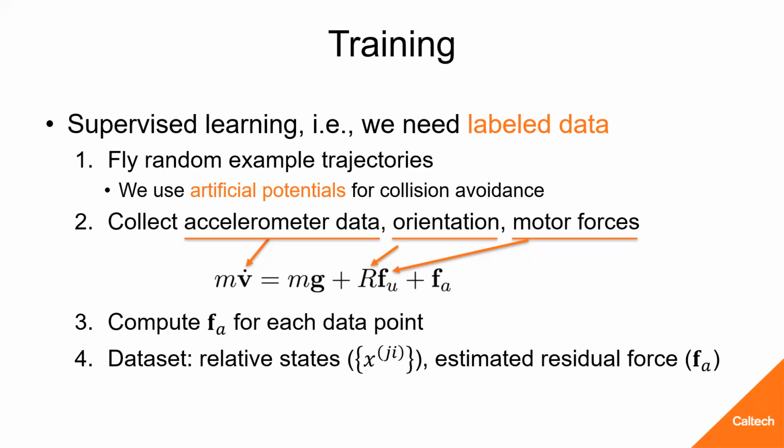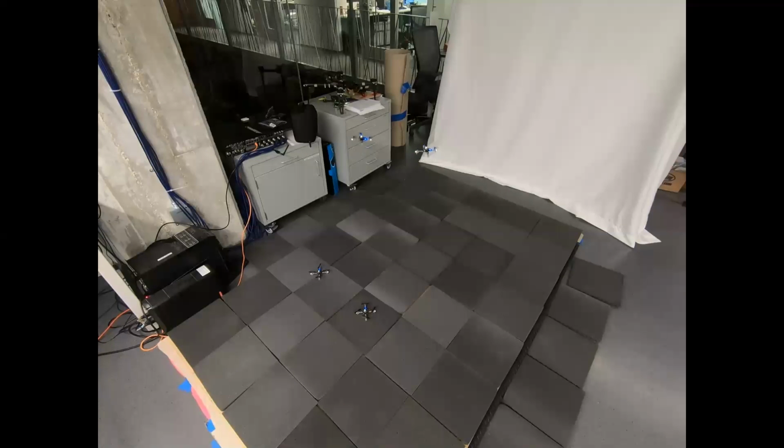And then your data set just becomes the following. You have the set of relative states and the estimated residual force. And of course, we can again have a different number of neighbors here, and so on. Then we can train it similar to the previous paper. Just to give you a visual of how it looks: here we have 2 quadrotors in a fairly small motion capture space, and they fly to random positions, and the artificial potentials always push them away from each other.